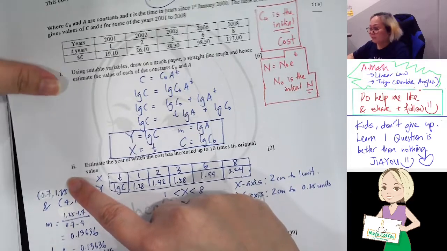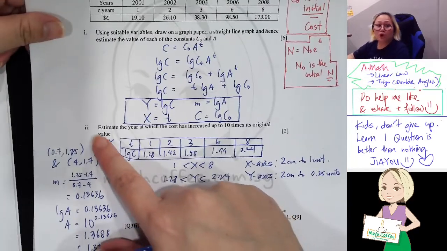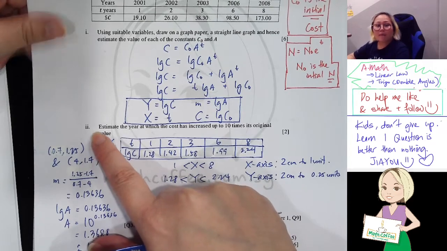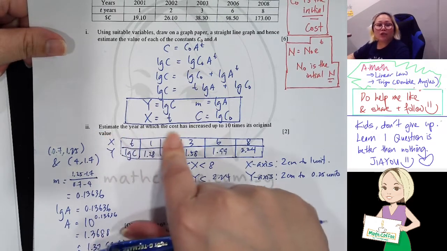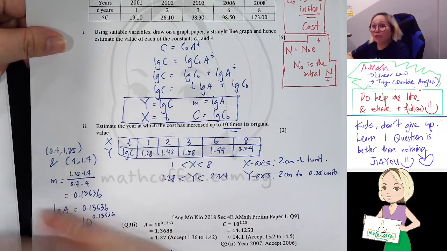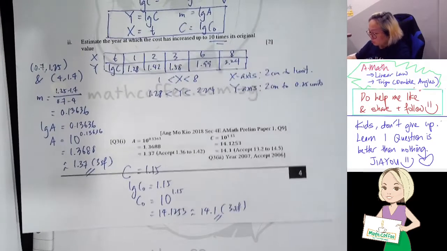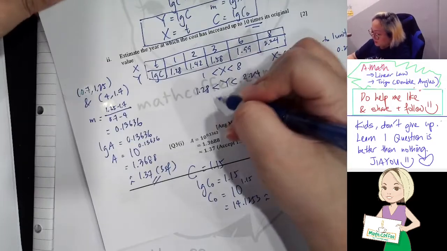Okay, part 2. Part 2 is a question whereby if you do not understand what is C naught, then you will not be able to do your part 2. You see, estimate the year at which the cost has increased up to 10 times its original value. So they are asking you to find 10 times C naught, because C naught is my original value, which is the initial value.